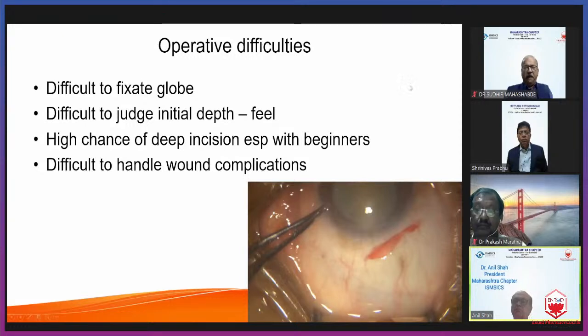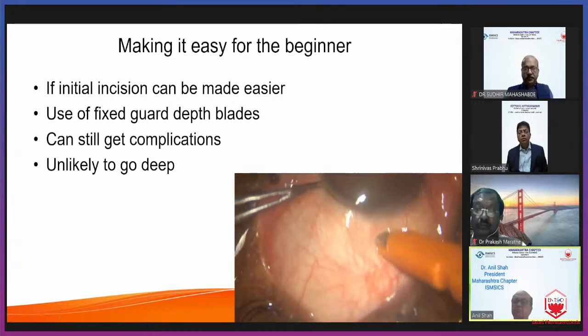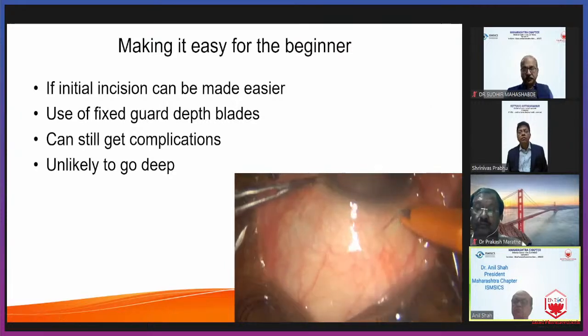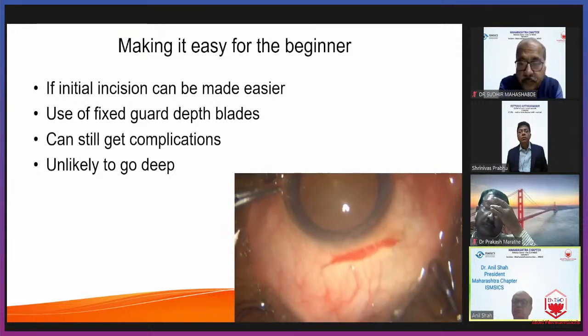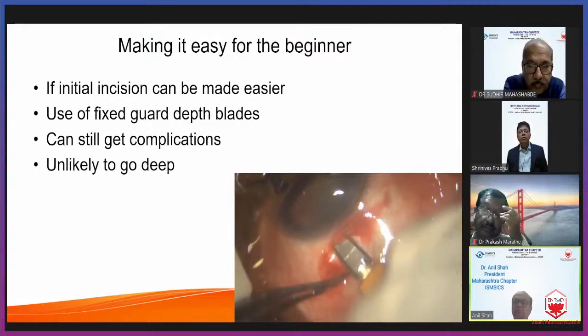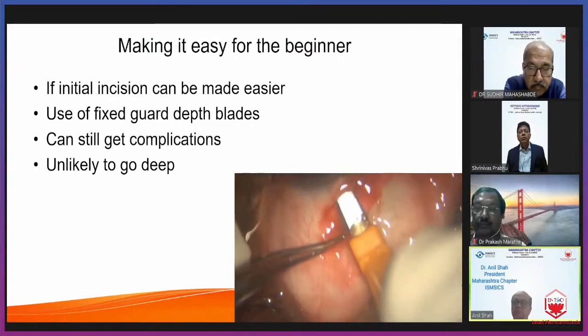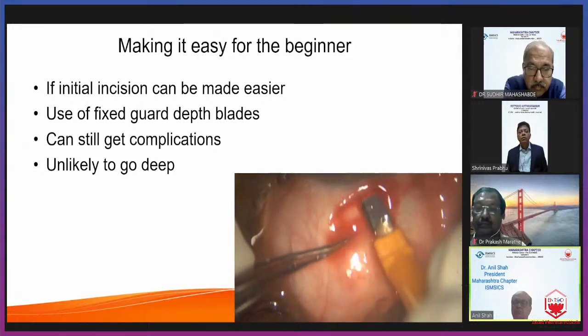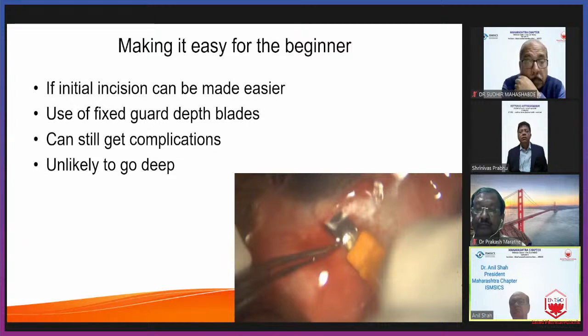So I thought about this, and I then started using, for beginners, a fixed guard depth plate, which is about 300 microns. And with this, you can never go deep because it's a fixed depth blade. So that is one complication out of the way. After that, yes, there are the other problems of the blood and the dissection, but the main complication goes away. So even beginners can start this procedure.